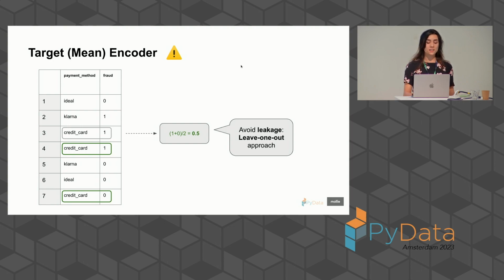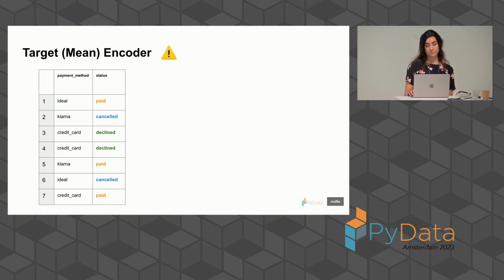The way to solve that is by something called the leave-one-out approach. Let's say that for the first row of credit card, we encode it by only taking into account the second and the third one. Then instead of 0.66, we end up with a value of 0.5. So this is an approach if we want to be extra secure that there is no data leakage.